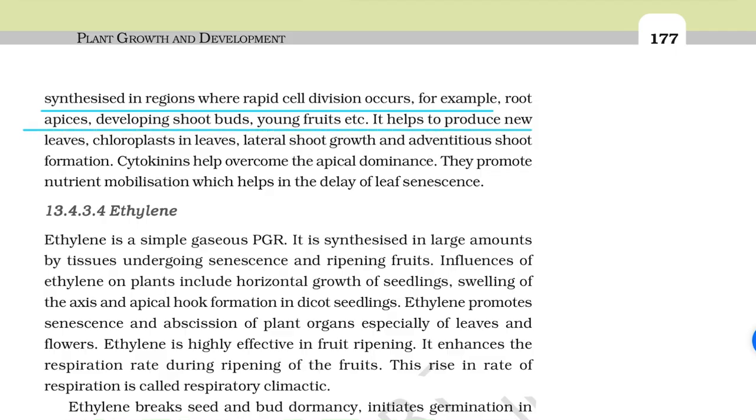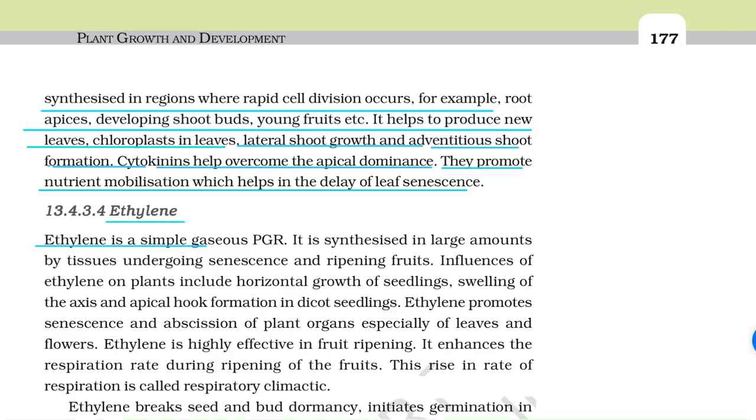It helps to produce new leaves, chloroplasts in leaves, lateral shoot growth, and adventitious shoot formation. Cytokinins help overcome the apical dominance. They promote nutrient mobilization, which helps in the delay of leaf senescence.